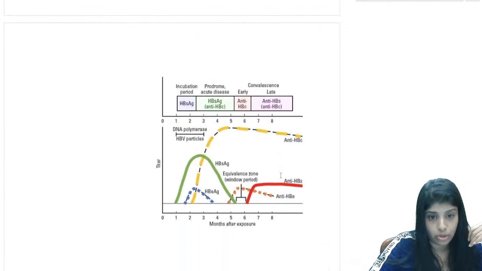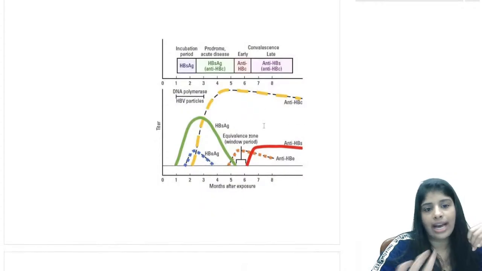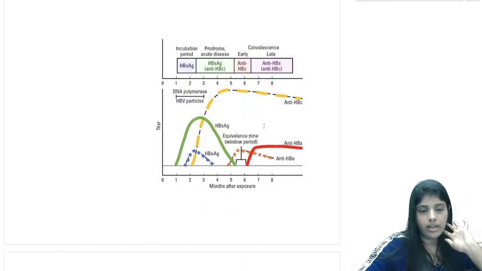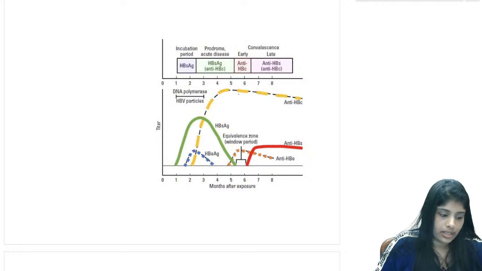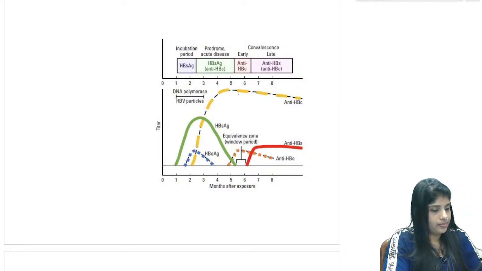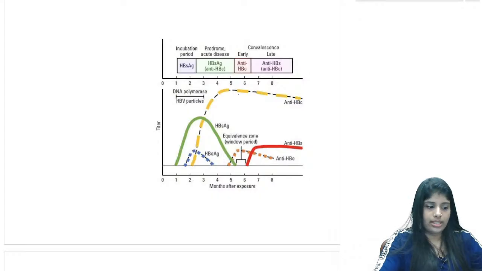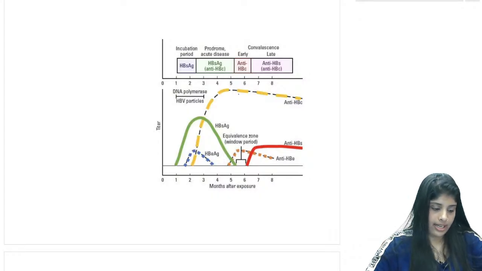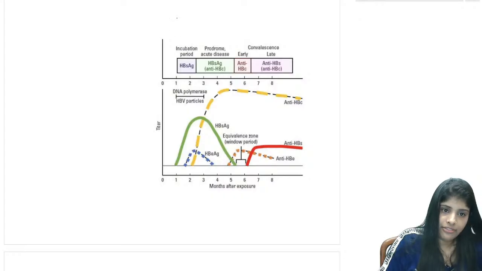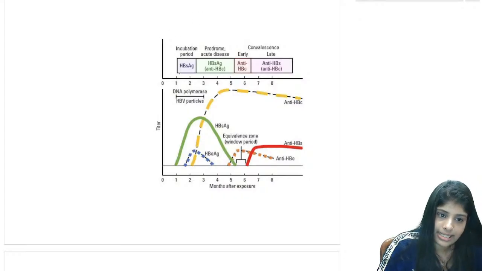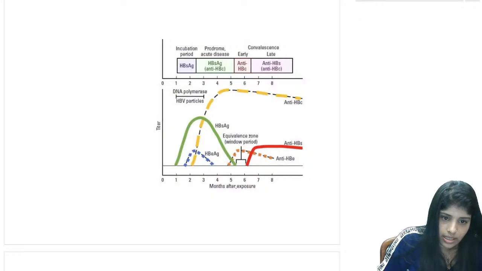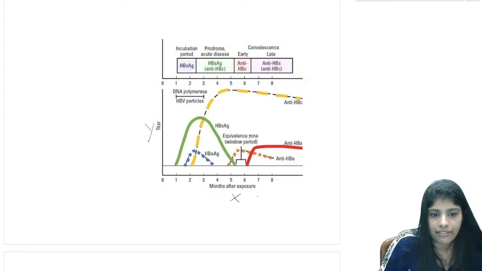Let's see how the answer came to acute Hep B. You can see this graph. You have to know this graph. This is very important. Fine. So here I'm going to just explain the graph so you get a better understanding. This is the x-axis and this is the y-axis. The x-axis shows the months after exposure, and the y-axis shows the amount of the marker found in the blood.